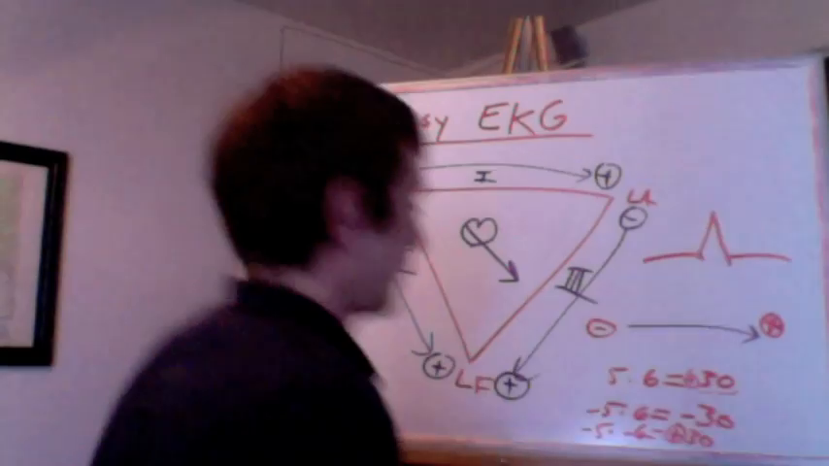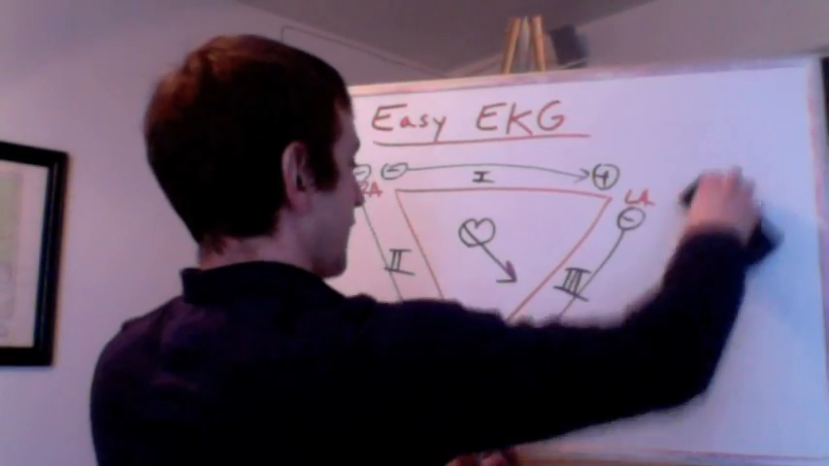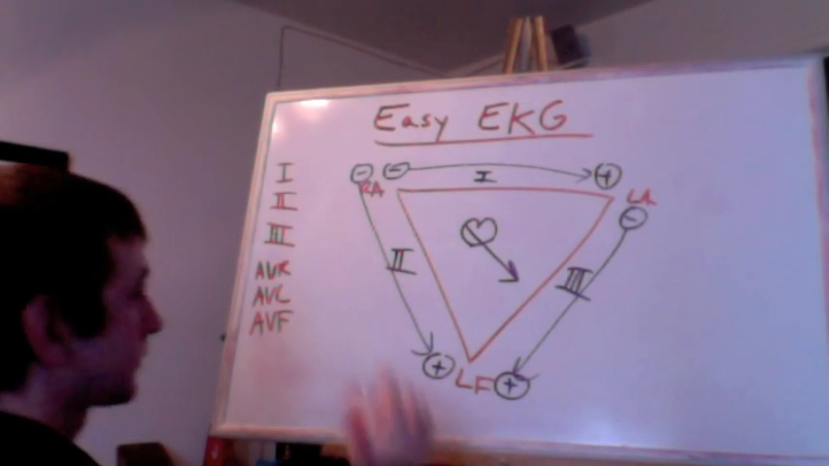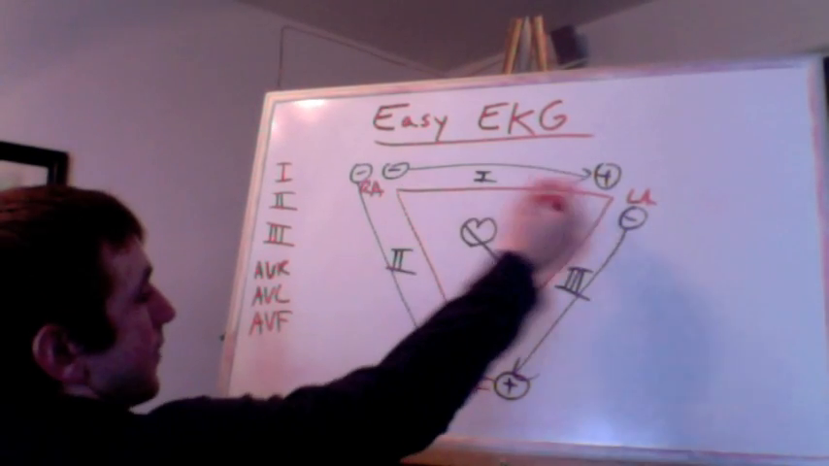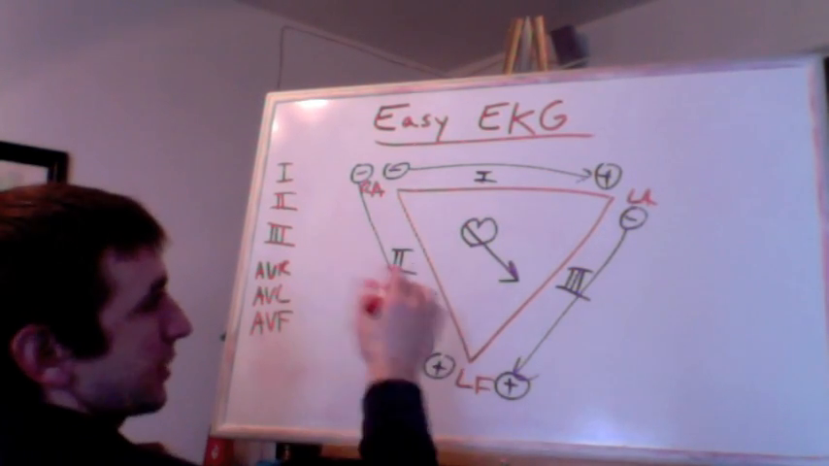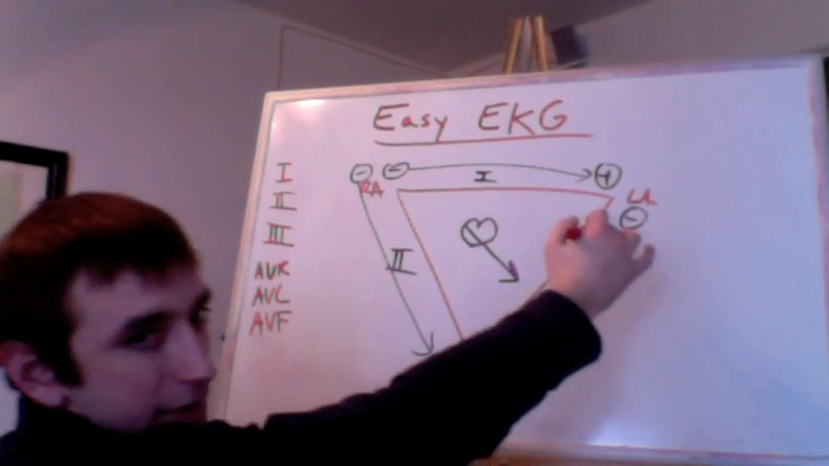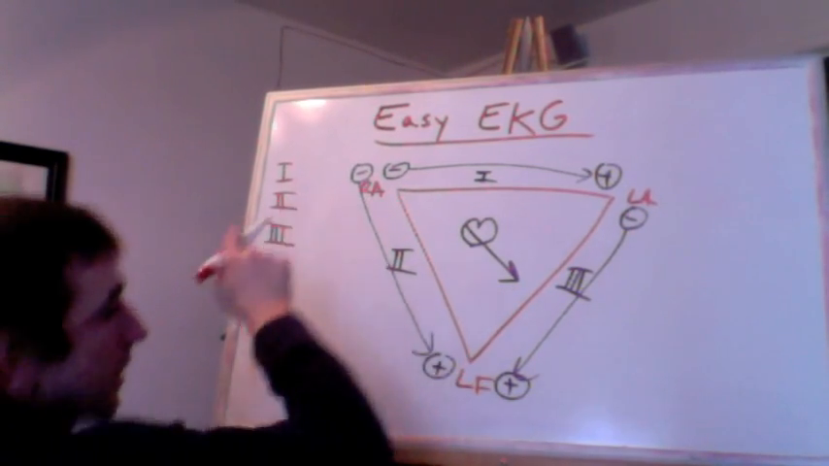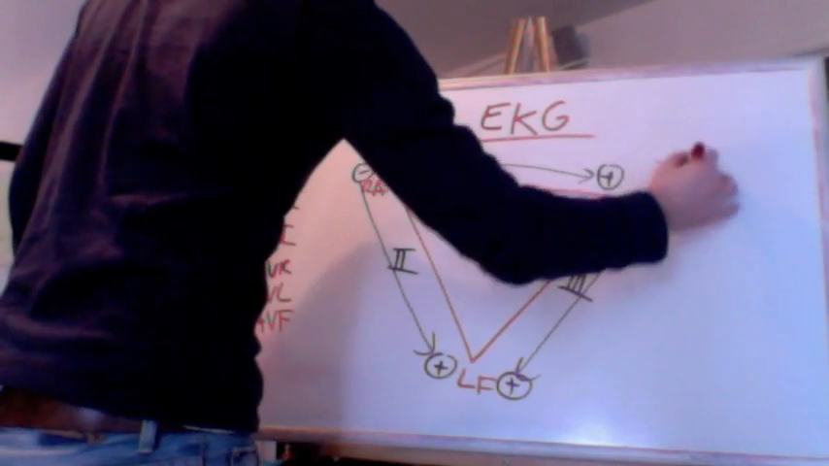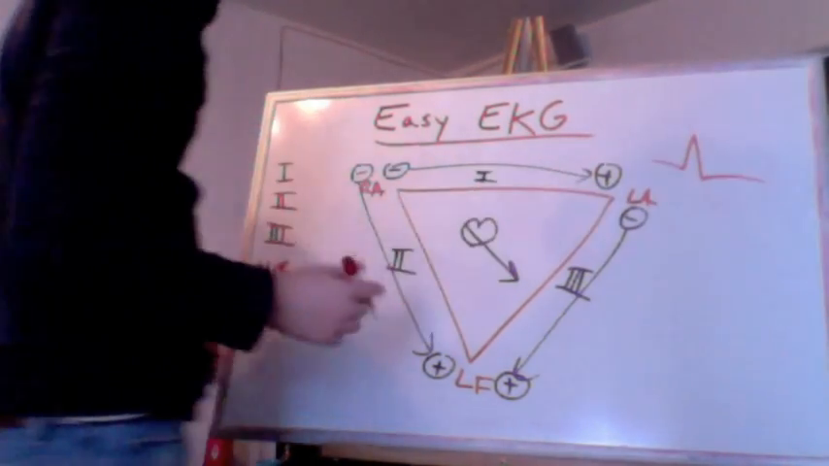Okay, so go back here to Einthoven's triangle. All right, so in lead 1, we have the positive side over here, okay? So lead 1 is going to measure the direction of depolarization that's going to the left arm, all right? So any depolarization that goes this direction, it's going to have a positive spike, right? Because you're having a positive go towards a positive, okay?